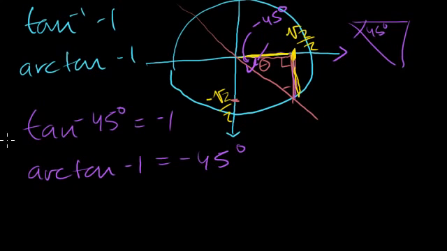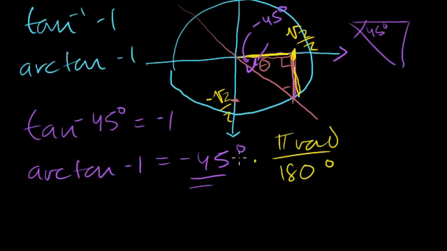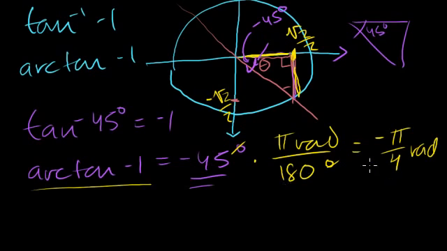Now, if we're dealing with radians, we just have to convert this to radians. So we multiply that times pi radians for every 180 degrees. The degrees cancel out. You have 45 over 180. This goes 4 times. So you have the minus sign, minus pi over 4 radians. So the arctangent of minus 1 is equal to minus pi over 4. Or the inverse tangent of minus 1 is also equal to minus pi over 4.